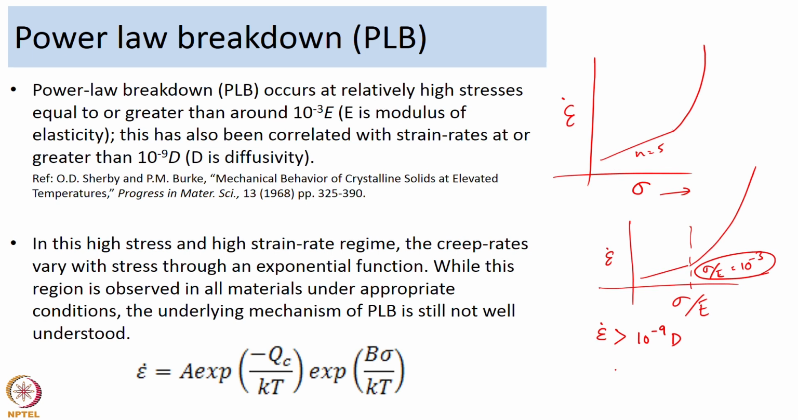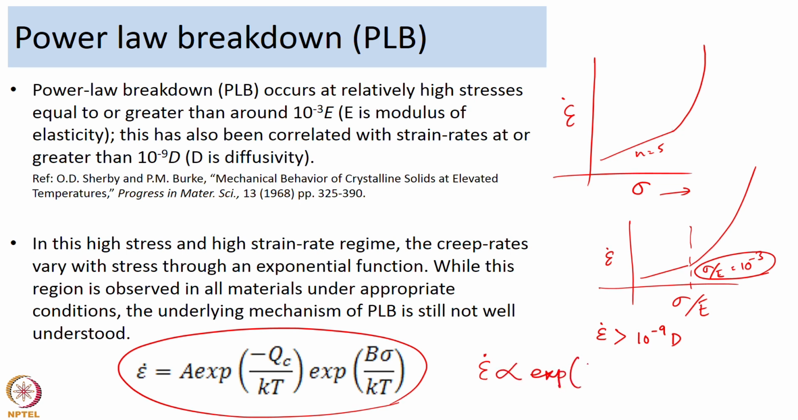Now, in this high stress and high strain rate regime, in the power law breakdown regime, the creep rates vary with stress through an exponential function. So, the governing equation of creep in the power law breakdown regime is described here. You see an exponential dependence on the applied stress. While this region is observed in all materials under proof, the underlying mechanism of creep, like I mentioned earlier, is not well understood, but one thing is clear: the strain rate of deformation has an exponential dependence on the applied stress. So, that is the equation of power law breakdown.